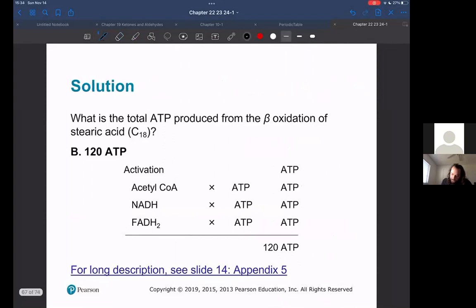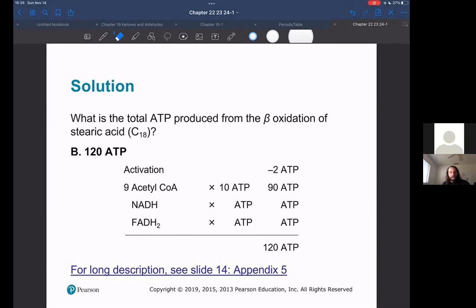Okay, so first of all, activation of this stearic acid, this 18 carbon fatty acid, is going to require 2 ATPs because that's how many it always requires. Okay, if I have C18 as my fatty acid, how many acetyl-CoAs would I be able to get at the end of that? All right, so that would be 9 acetyl-CoAs. How many ATP do I get per acetyl-CoA? That's 10, so that gives me 90 ATP.